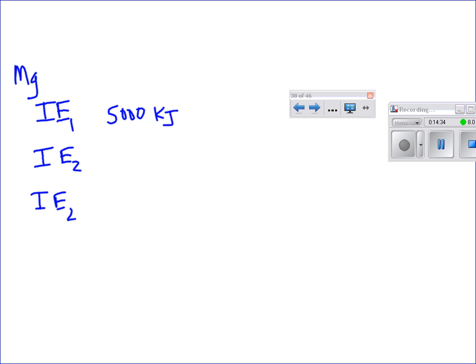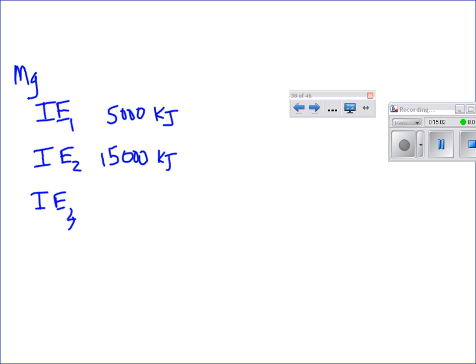Let's say it takes 500 kilojoules to remove the first electron from magnesium. Let's say it takes 5,000 to 15,000 kilojoules to remove the second electron. Well, that makes sense. It's harder to remove an electron every time you take one away. It gets more difficult because of the positively charged nucleus. The more electrons you remove, the higher the proton to electron ratio, and the harder it is to remove.